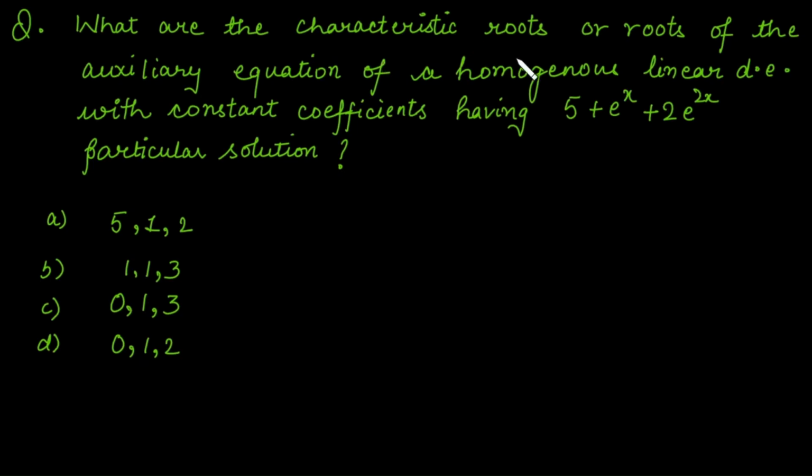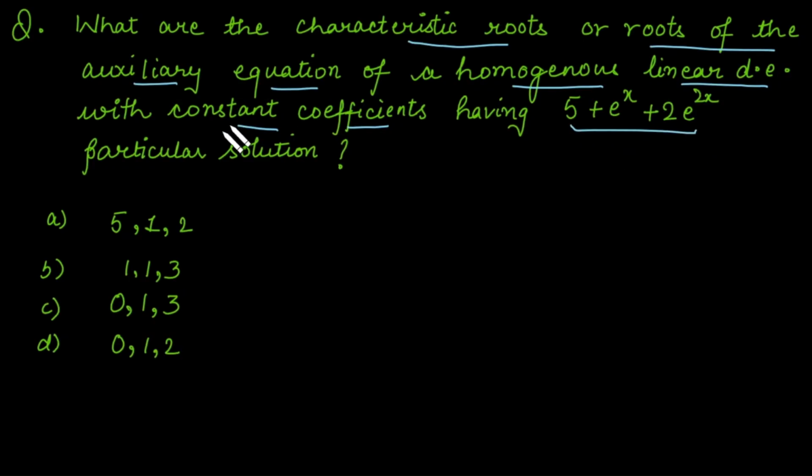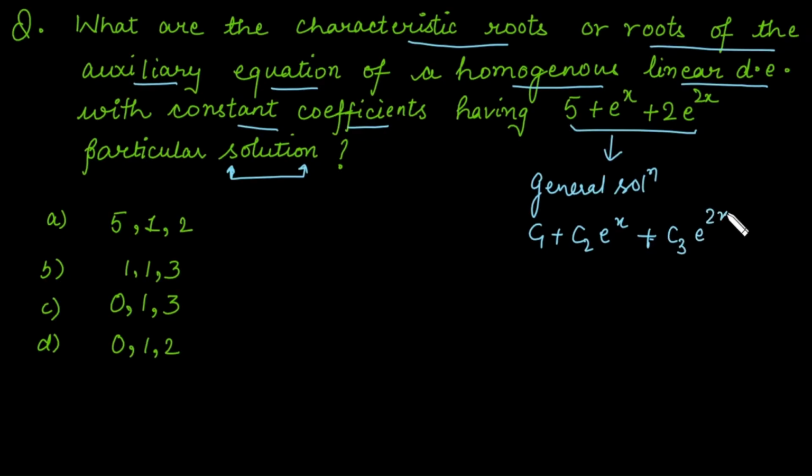Next question is, what are the characteristic roots, or roots of the auxiliary equation, of the homogeneous linear differential equation with constant coefficients having this as a particular solution? Now it is not talking about the particular integral, it is a particular solution, meaning it has substituted certain values of the constants over here. So if you want to convert this into the general solution, it is like C1 plus, because it is a constant, it can be 5 in this case, C2 e raised to power x plus, again it is a constant, we will replace it with C3 e raised to power 2x.